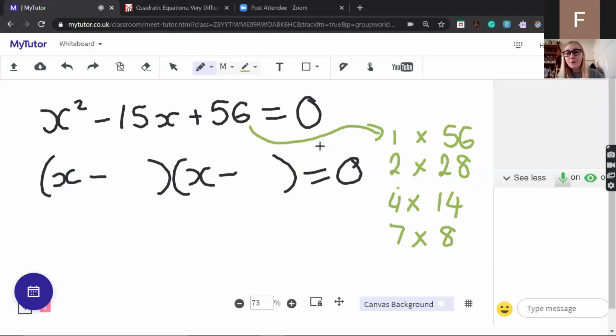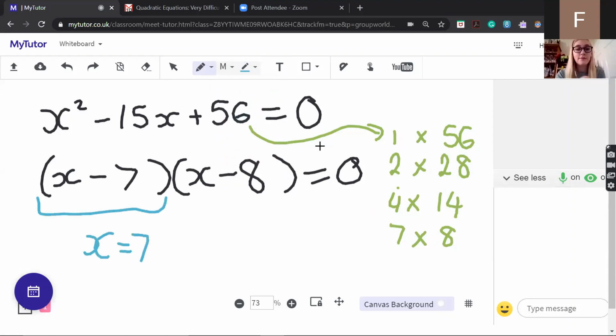So then we want to choose which pair we're going to use, and they're going to be the ones that add to make 15. So we can just have a quick little look here. This makes 57. This makes 30. This makes 18. 7 and 8 make 15. So those are the numbers that we're going to whack in here. So we have x minus 7, x minus 8. That's how we factorize that. And then to find our solutions, well, one solution is when this bracket equals 0. So x equals 7, for that one to be 0.